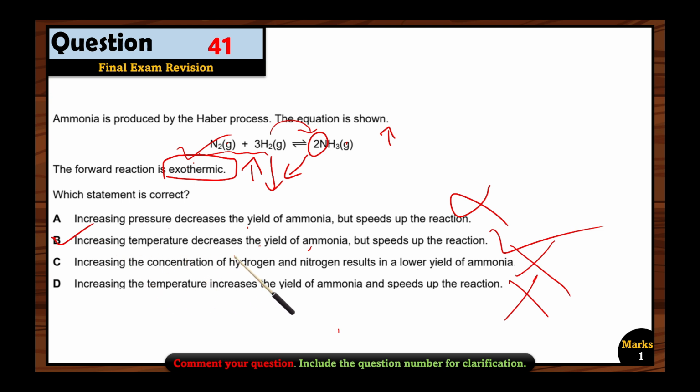But if you see, increasing the temperature decreases the yield of ammonia but speeds up the reaction. Yes, the reaction will be sped up, because temperature also can increase the rate of reaction. So the rate of reaction will be faster, but the yield of ammonia will be lower. So option B is the right option.